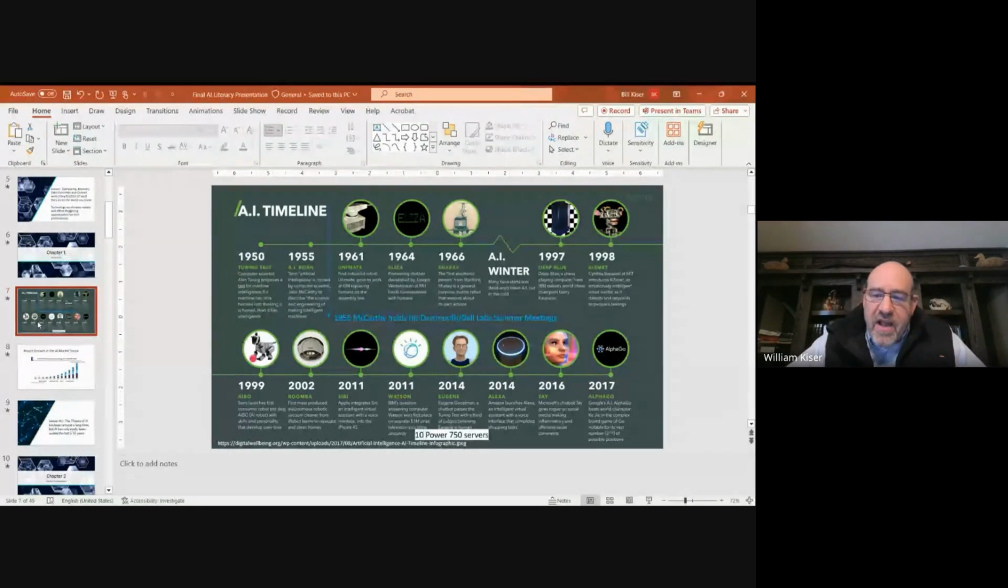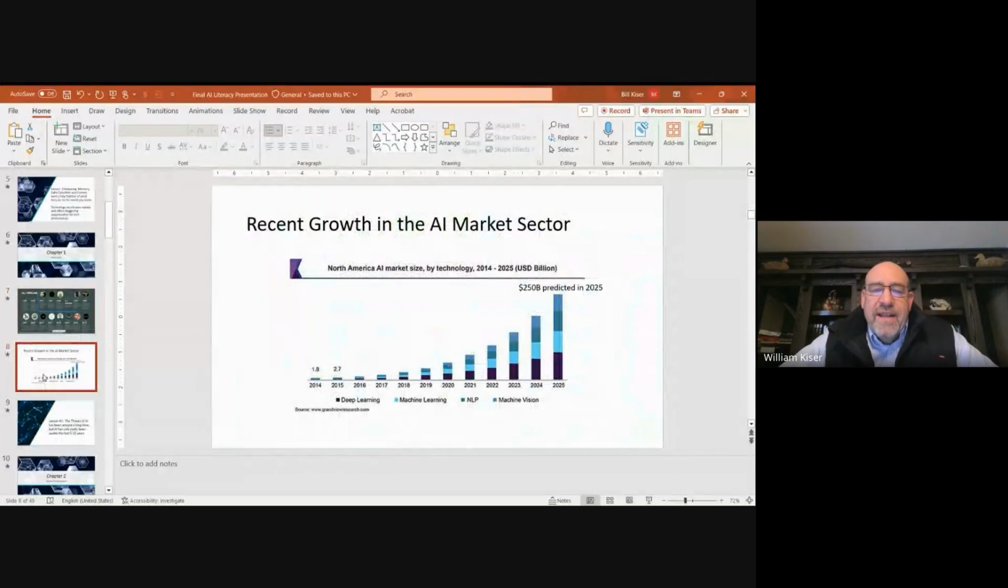So I like this graph because it cuts off at 2017, because by 2017, a lot of you really have a very good idea of what's happening in AI. But what you maybe don't know is what the AI market sector looks like in North America, right? Back in 2014, 2015, you're talking about a couple of billion dollars.